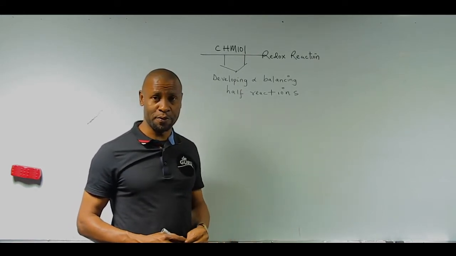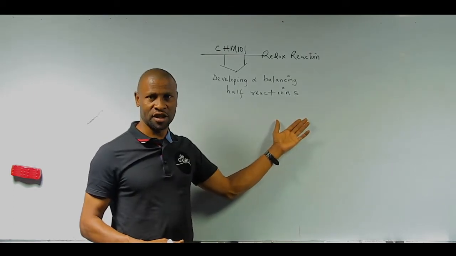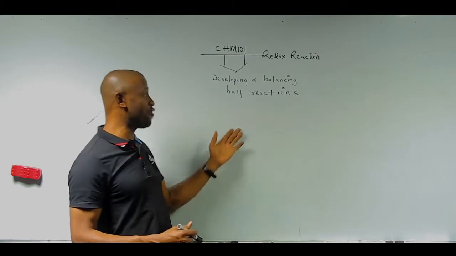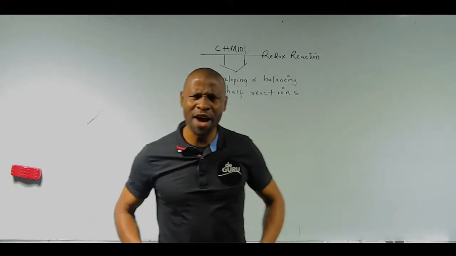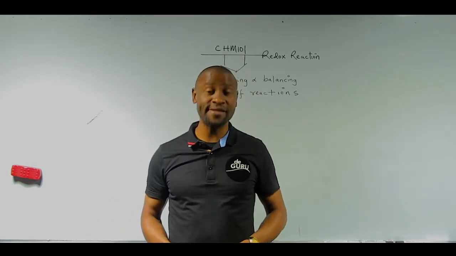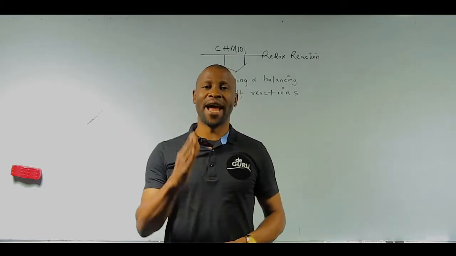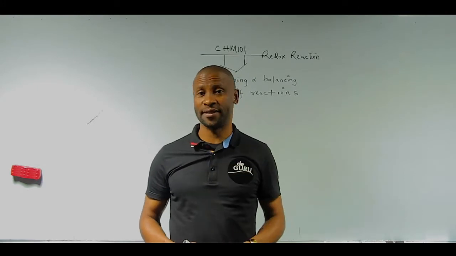How do we develop? How do we balance half reactions? Somebody may wonder, why half coming before reaction? Yes, a redox reaction is one reaction. But that reaction is made up of two things. We agreed yesterday, two processes.